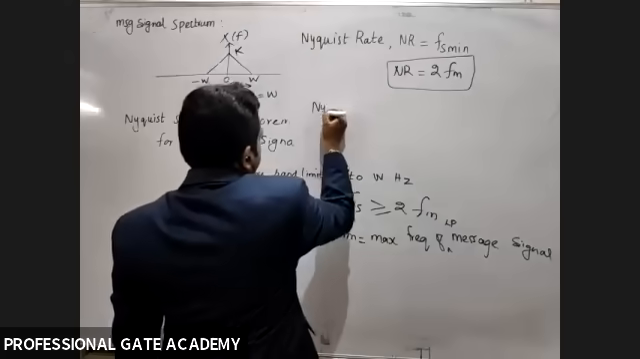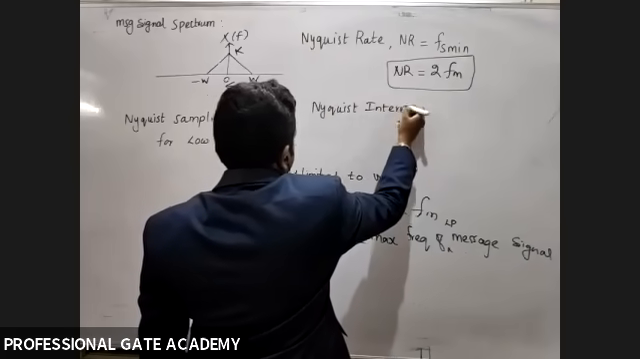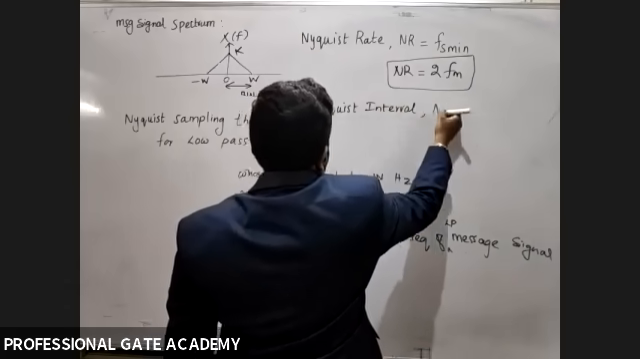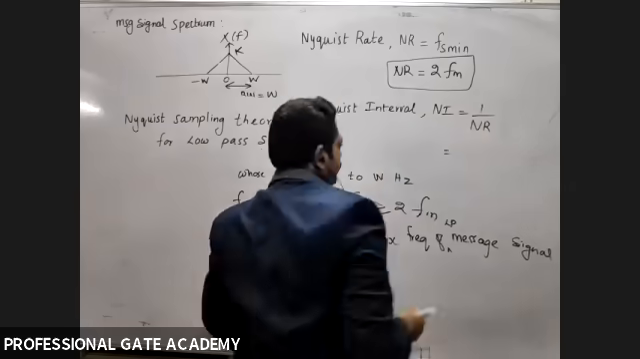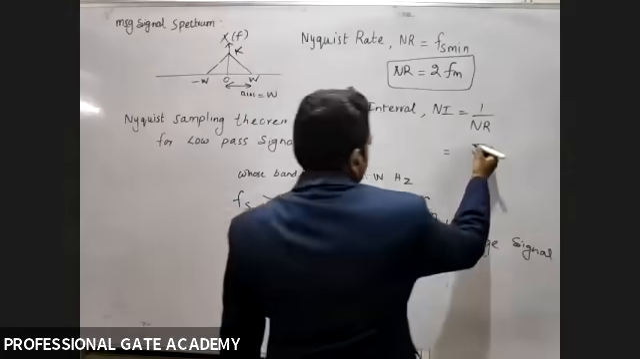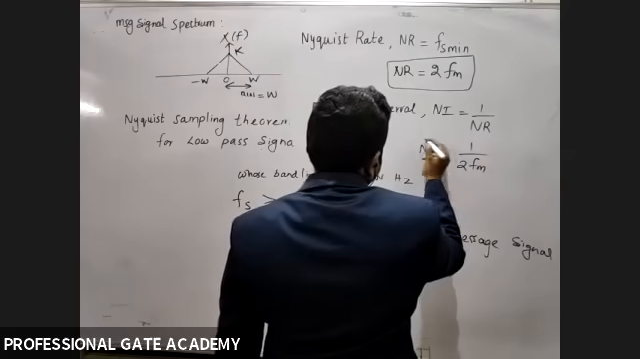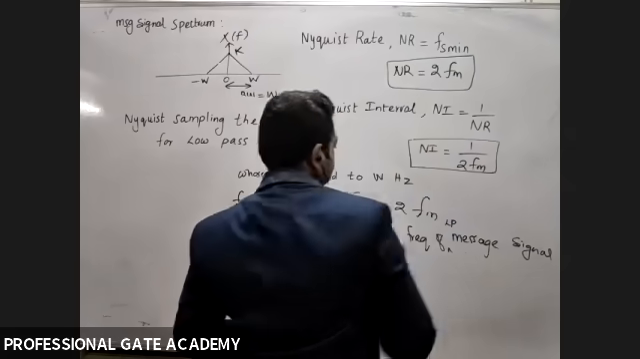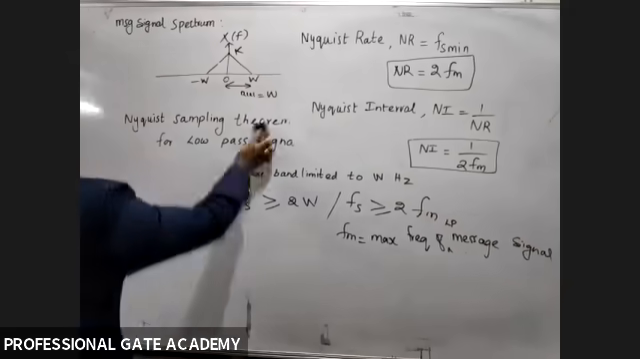Next, Nyquist interval. Ni equals 1 by Nyquist rate. So Nyquist interval is 1 by 2fm.